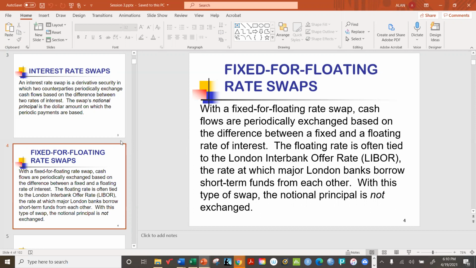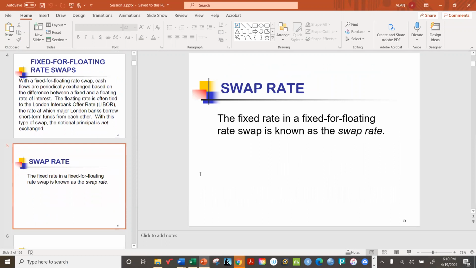But once the banks figured out how to manipulate it to their advantage, then it became impossible to take it seriously. And so, of course, as I mentioned before, it's going to be replaced within the next year by other different types of interest rates. Okay, but in the meantime, let's carry on as if LIBOR is still the way to go for these interest rate swaps.